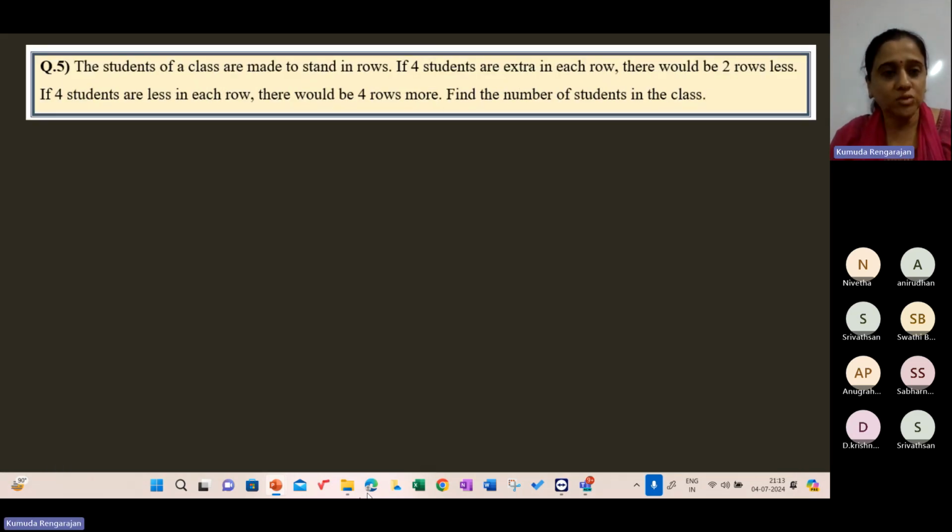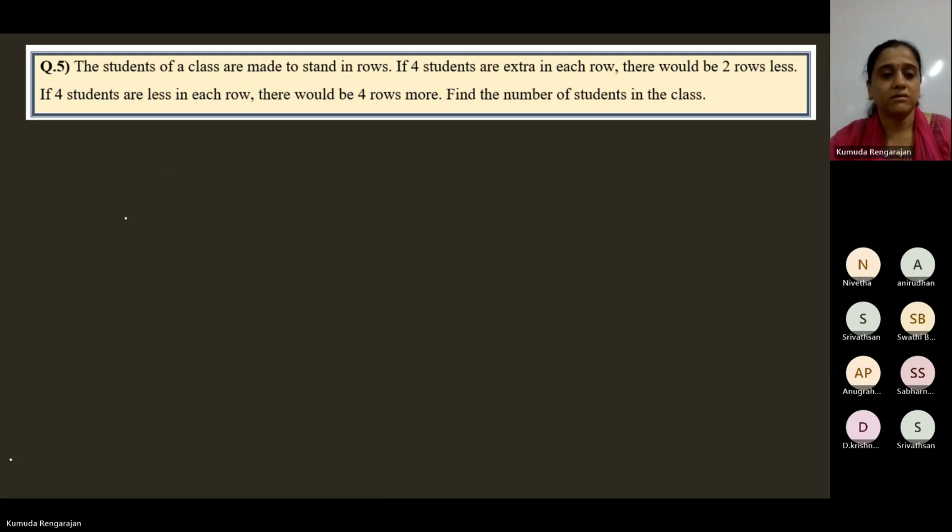Next one. The students of a class are made to stand in rows. If 4 students are extra in each row, there would be 2 rows less. If 4 students are less in each row, there would be 4 rows more. Find the number of students in the class.